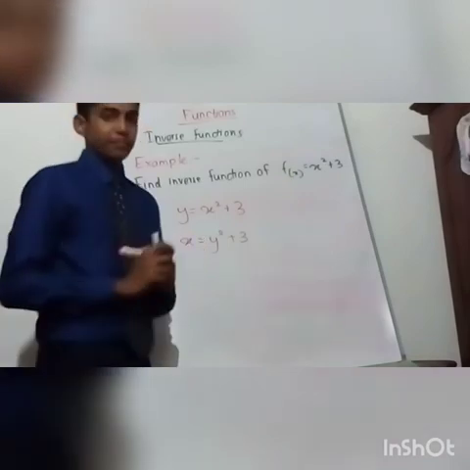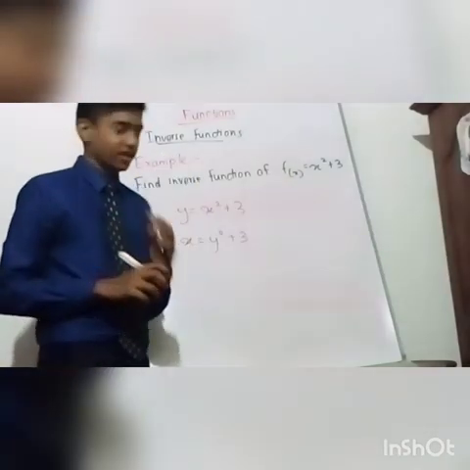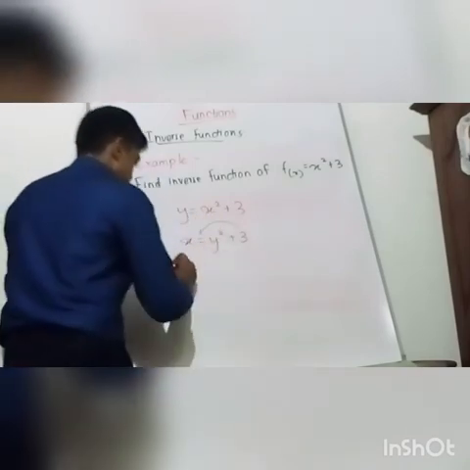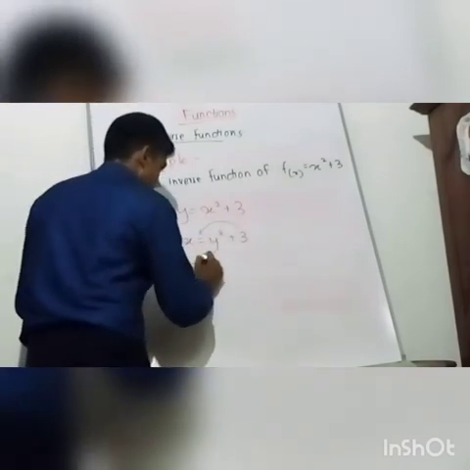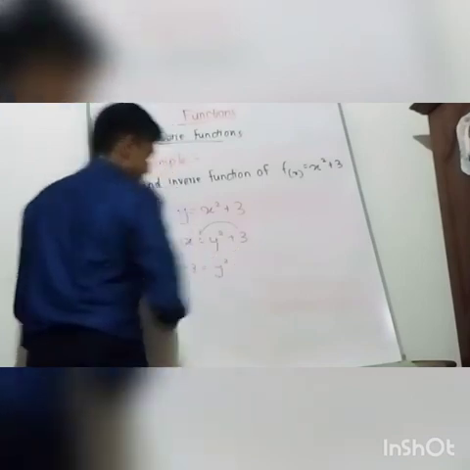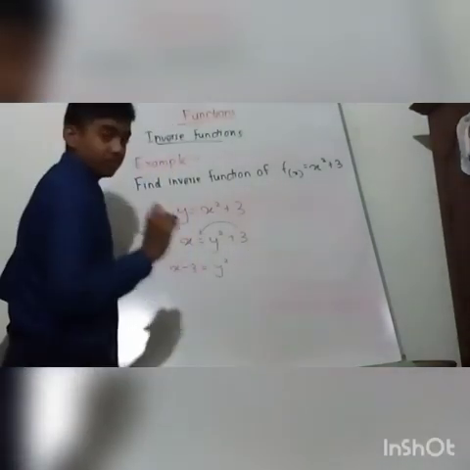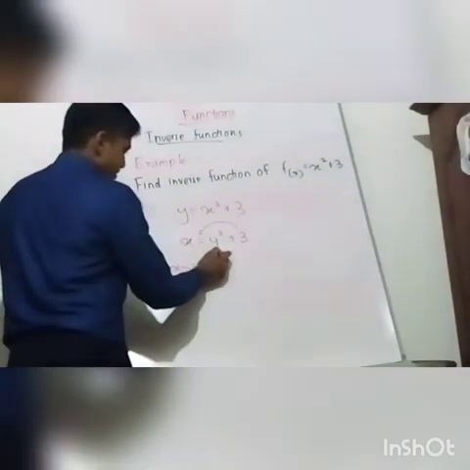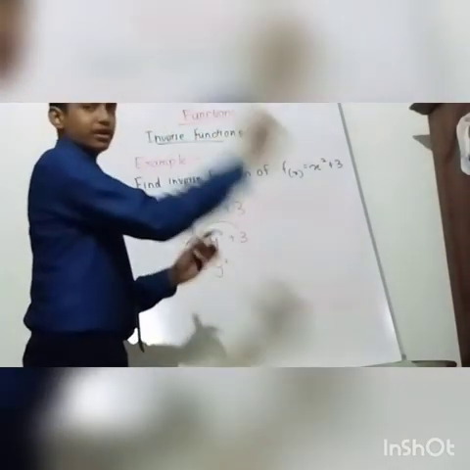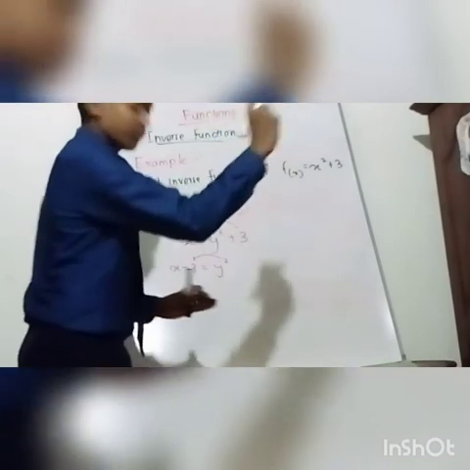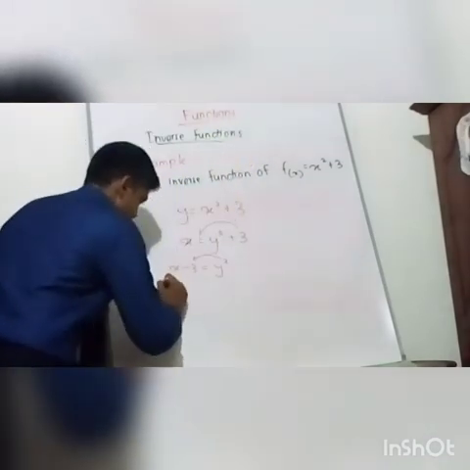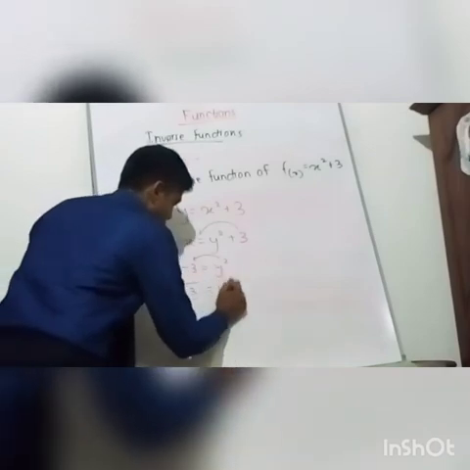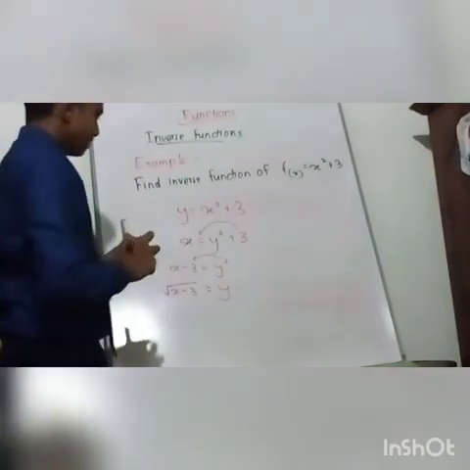What's our third step? We must subject y. So I'll take this 3 to the other side. Then it will be x minus 3 equals y squared. So we must subject y, not y squared, remember. So we must cut off this power. If I take the square root on this side, then the square root of x minus 3 will give you y. So we have subjected y also.